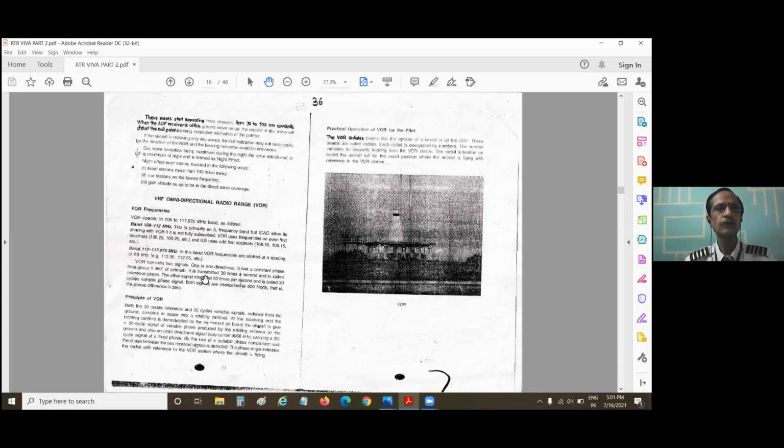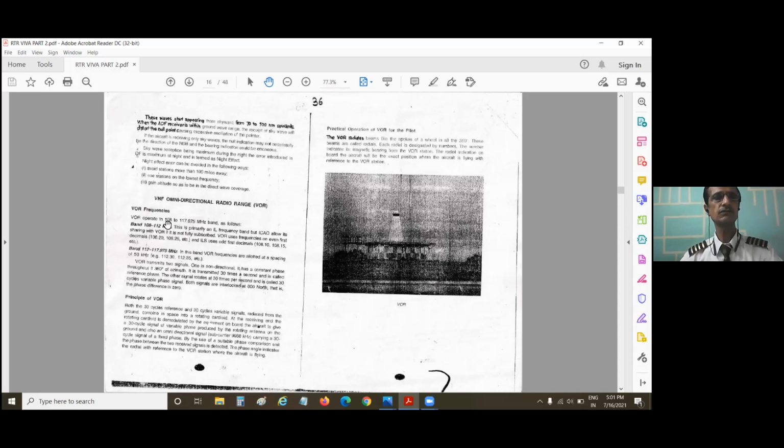Secondly, just to give you a base to start with, first we must know on what frequencies and which VHF frequency it normally works. As per your book and as per the guidelines of ICAO, we say VOR operates from 108 to 117 decimal 975.